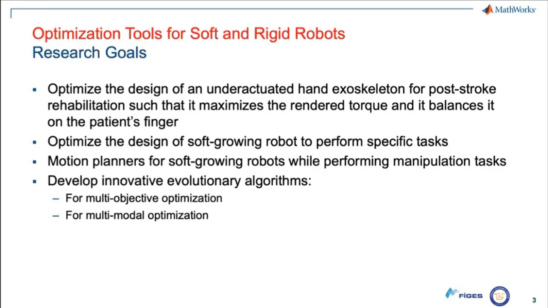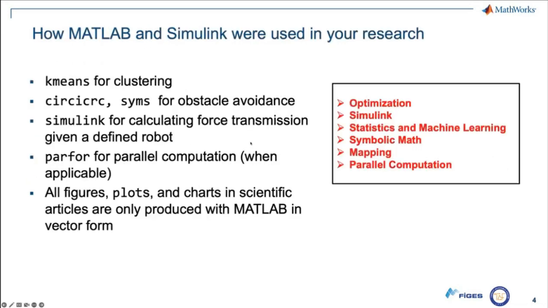On the same line, we have another project that optimizes the design for a soft-growing robot, which is completely something different. So imagine a kinematics chain that can actually have different lengths. Because the robot can grow, it can shrink. So we have this innovative degree of freedom that pertains to a lot of different kinematics aspects. For that, we are also working on motion planners, control, and during our research, we also came out with some innovative evolutionary algorithms for multi-objective optimization and multimodal optimization. And all of this is mostly done in MATLAB.